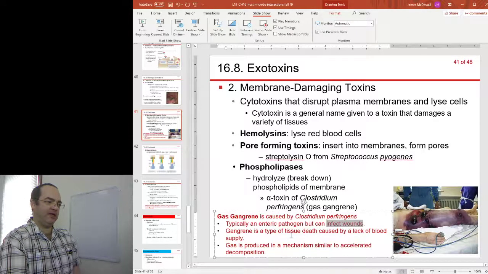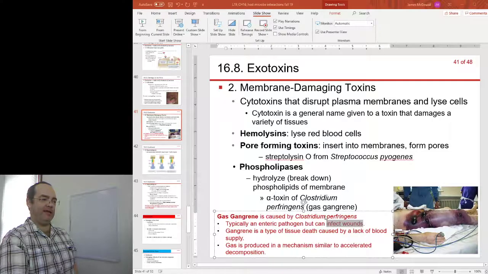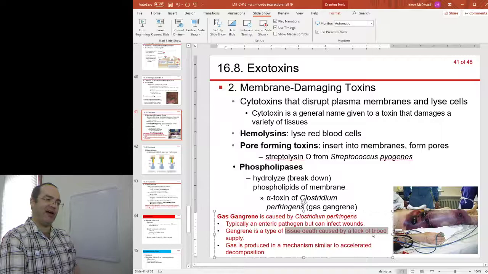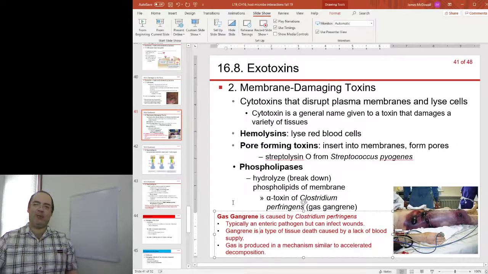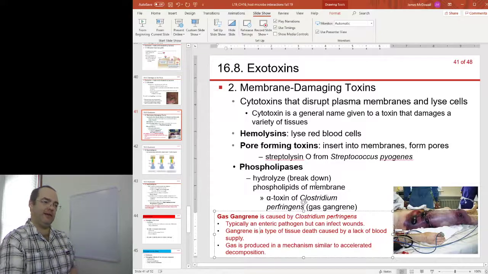It will produce a toxin, and the outcome in this infection is called gas gangrene. Gangrene is a general term that relates to tissue death caused by lack of blood. The gas part comes from the gases that are produced during decomposition. So basically, the body is rotting in place.